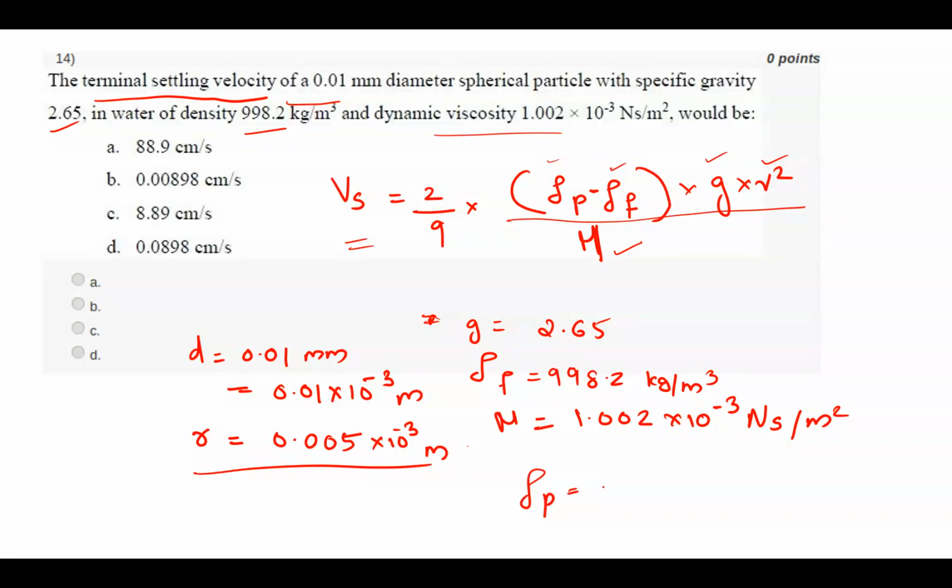That is equal to specific gravity into density of the water. So you will calculate 2.65 into the density of the water, 998.2. Then you will get the density of the particle in kg per meter cube. Okay, so calculate this value and put this in the equation, then you can get the settling velocity. Calculate and tell me what is the settling velocity.